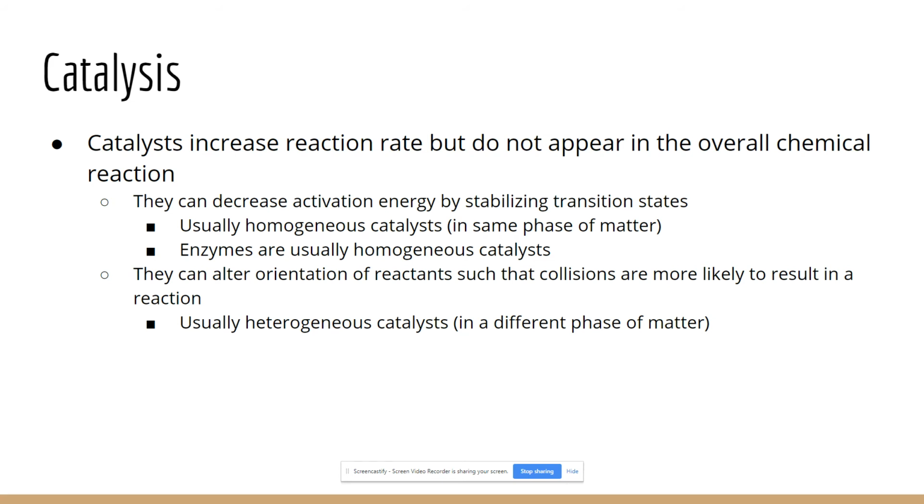And then there are heterogeneous catalysts. Those typically work by changing the orientation of the reactants. They're typically in a different state of matter, so metals are pretty commonly used for that.